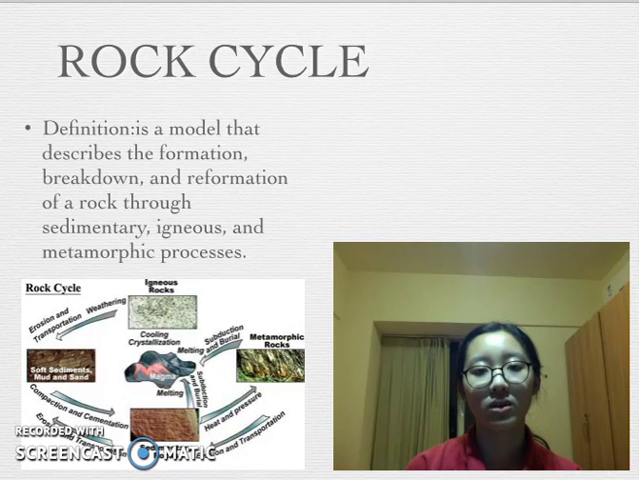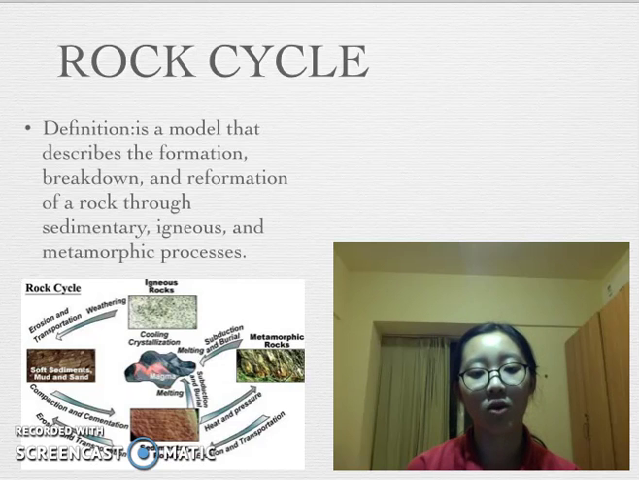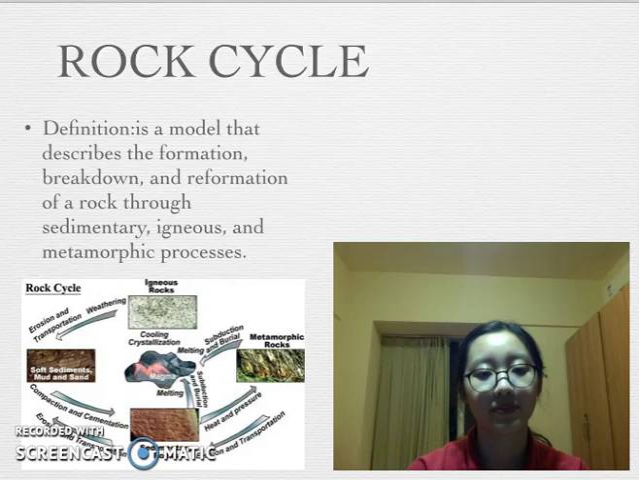Rock cycle is a model that describes the formation, breakdown, and reformation of rock through sedimentary, igneous, and metamorphic processes, which are three main types of rocks. A rock is a naturally formed, non-living, firm, and coherent aggregate mass of solid matter that constitutes part of the planet.